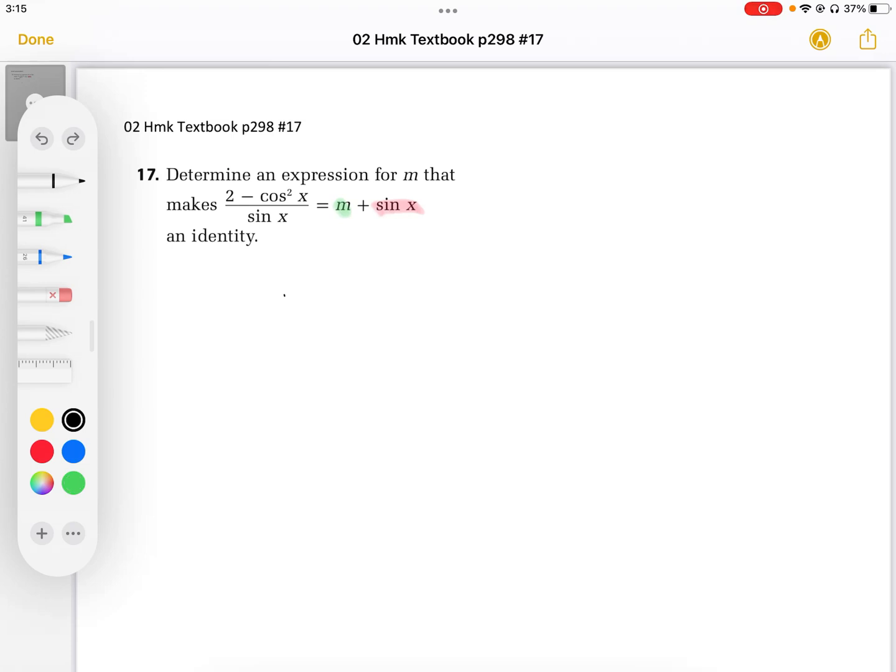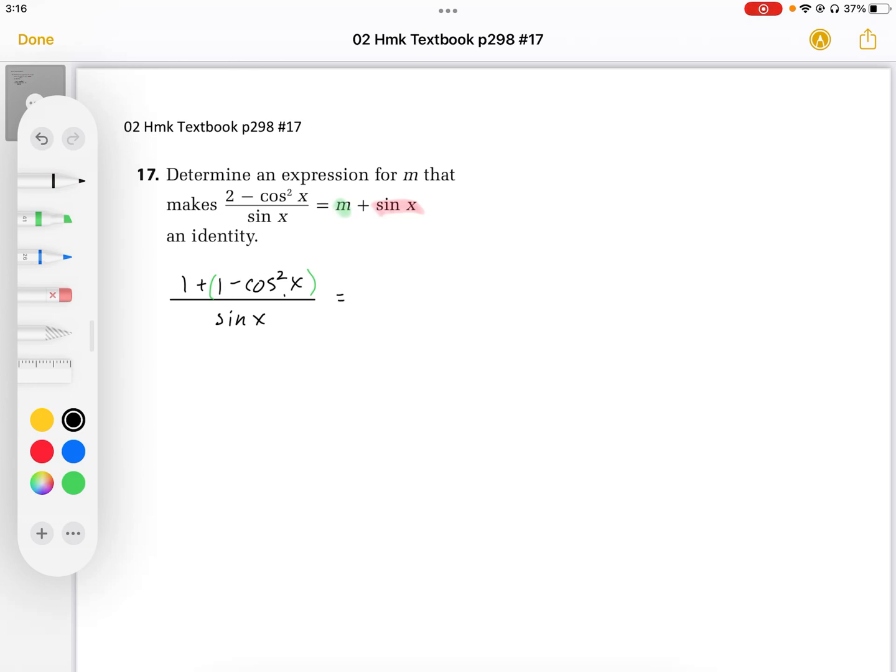So I'm going to start with my identity, and I notice that there's a Pythagorean identity in here. So I'm going to go (1 plus 1 minus cos squared x), and that's all over sine x. And this portion here, 1 minus cos squared x, is my Pythagorean identity. It's going to convert it into sine squared, which is kind of getting towards what I want with the sine x. So I'm going to rewrite this here.